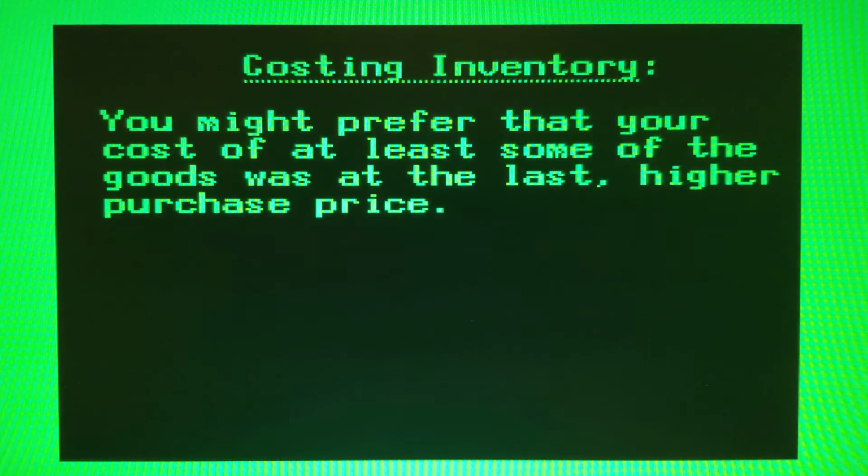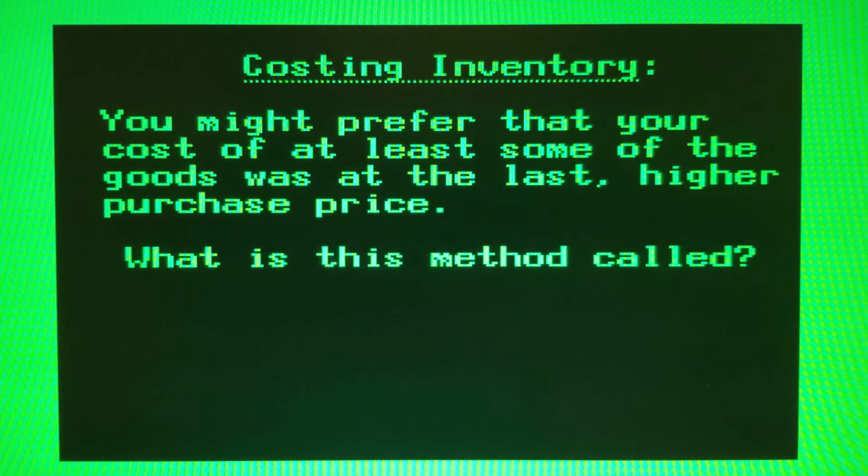In such a situation, you might prefer to say that your cost of at least some of the goods sold recently was at the last higher purchase price. This would lower your declared profit and lower your income tax liability. If the tax regulations allow it, as they usually do, you might choose this method. Which do you think it is called?